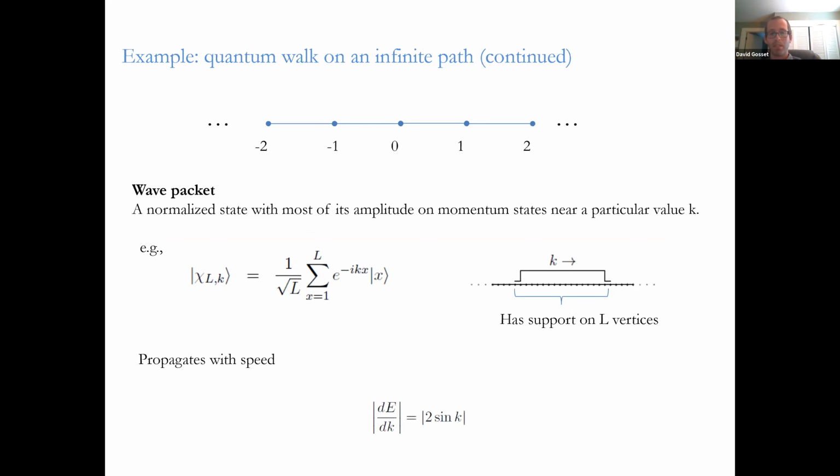But in the limit of large L, you can prove theorems about how well the wave packet is approximated by just the initial wave packet, but shifted in space. So in some sense, as L becomes large, you can show that the time evolution is really approximated by just propagating this initial wave packet in time with a speed 2 sine k.